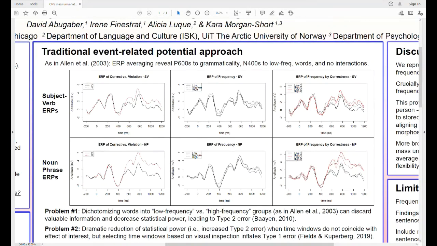When we take a traditional approach that uses averaging within time windows, like in Allen and colleagues, we reproduce their findings. For both the subject, verb, and the noun phrase conditions, we get a P600 effect for grammaticality violations, an N400 style effect for words with lower frequency, but no significant interaction of grammaticality and frequency.